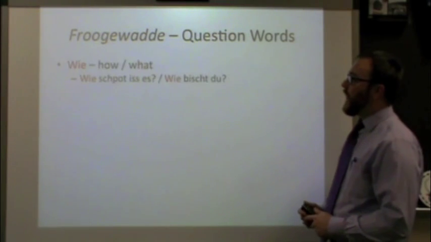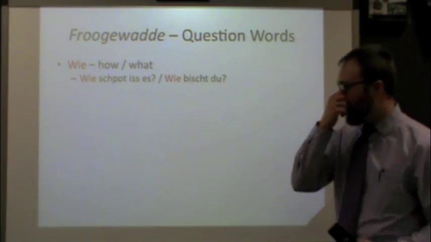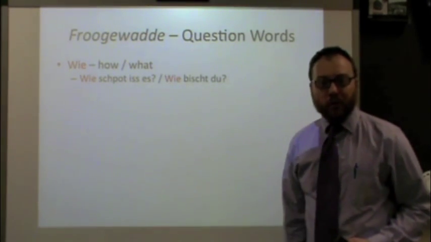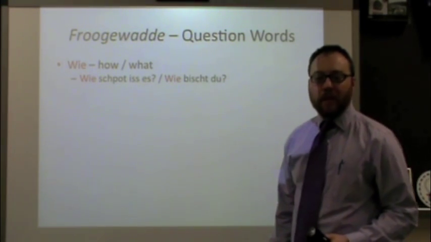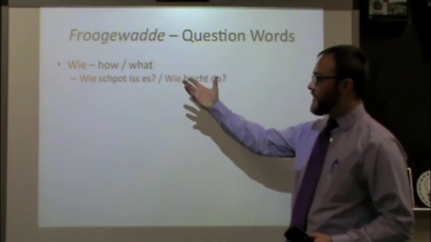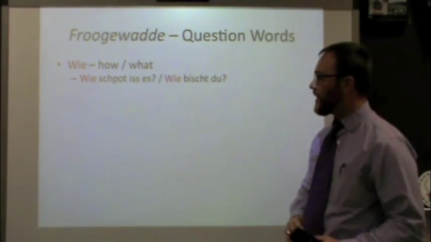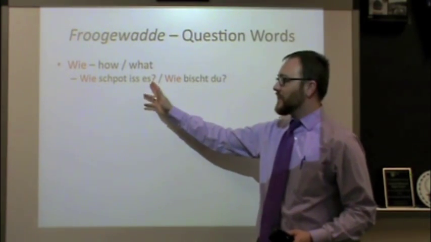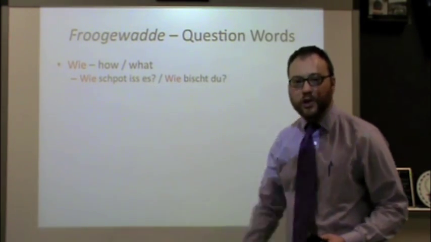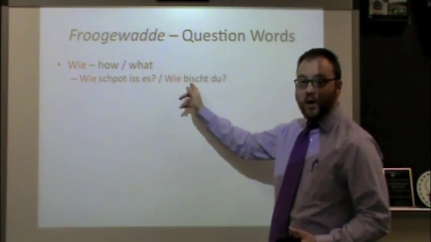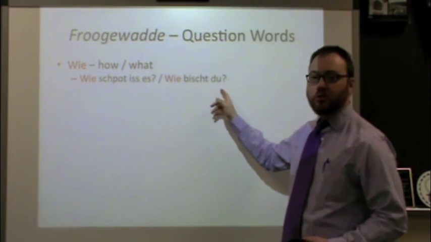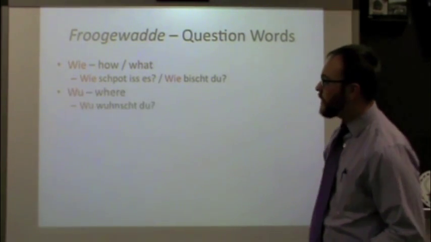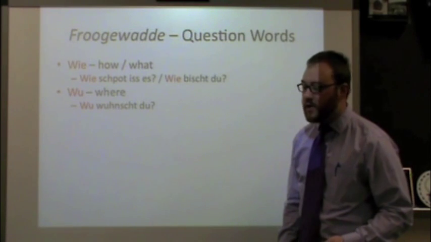Now, what are the question words in Pennsylvania Dutch? Well, let's go through them. The first one is wie, and we've used that one before. Wie, which is how or what, depending on what your question is. Wie spät ist es? How late is it? This is also the question we're going to use when we learn how to tell time. Or a question we've used already. Wie bist du? How are you?